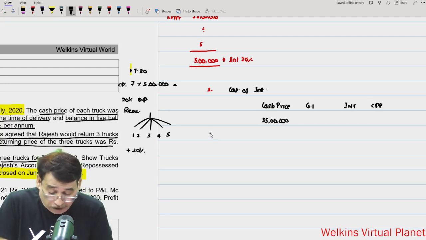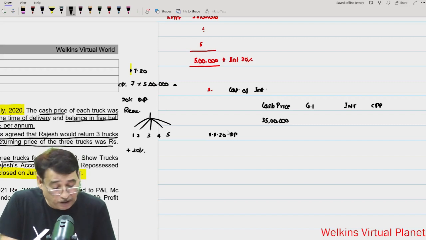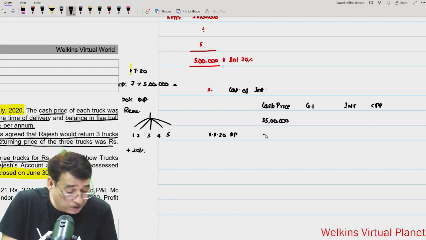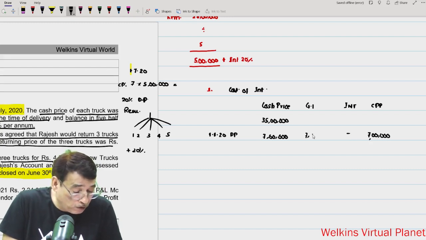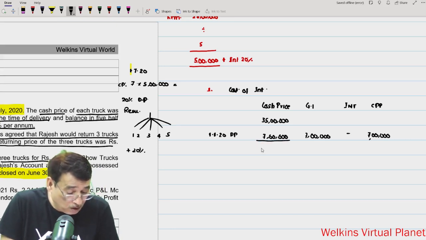When you paid the down payment, 1/1/2020. Down payment was paid, how much? 20% of this amount, that is 7 lakh. No interest, entire payment for cash price portion. Gross installment will also be 7 lakh. You are left off with 28 lakhs.